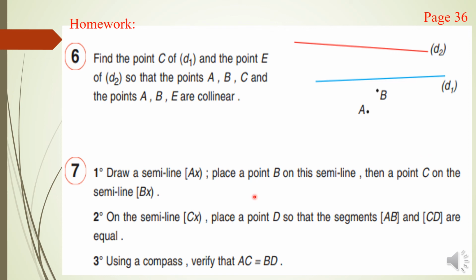Okay? The same for part 2: on the semiline CX, place a point D so that the segments AB and CD are equal. We have the distance from A to B equal to the distance from C to D. We have to put the point D. Okay? Using the compass, verify that AC equals BD.